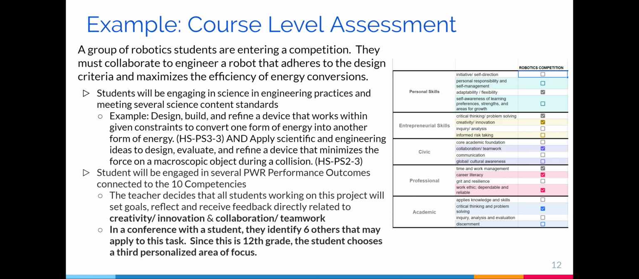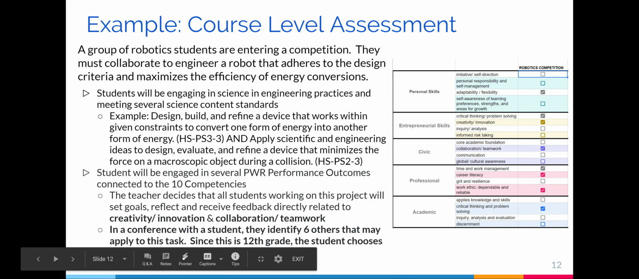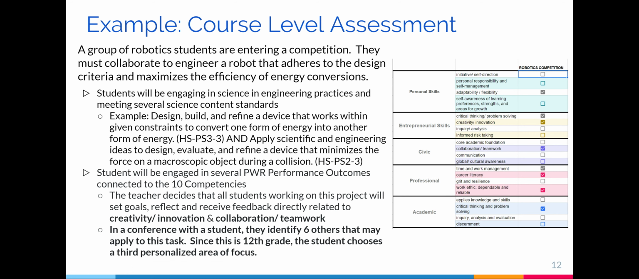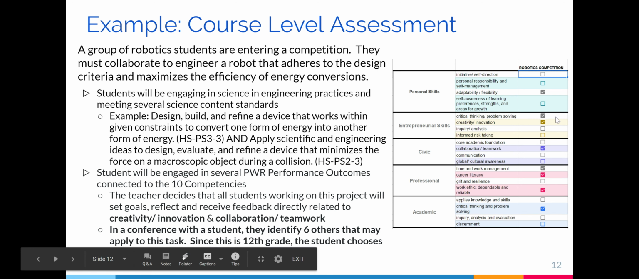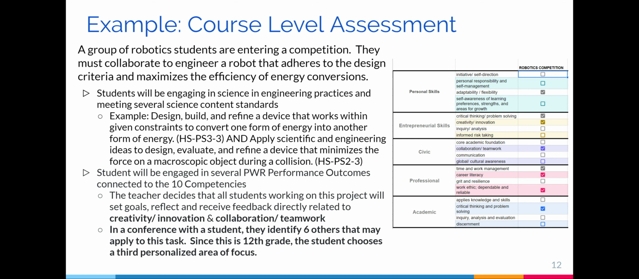In the design of the task, the teacher chooses to highlight 2 of them for all students in the class: creativity, innovation, and collaboration and teamwork. As a class, they identify 6 others that naturally lend themselves to this experience. This chart over here shows all 8 that collectively they identified. The teacher then conferences with each student individually, and they select one additional area to focus on through this task. The student then sets goals, completes reflections, and receives feedback related to a total of 3 performance outcomes through this project.